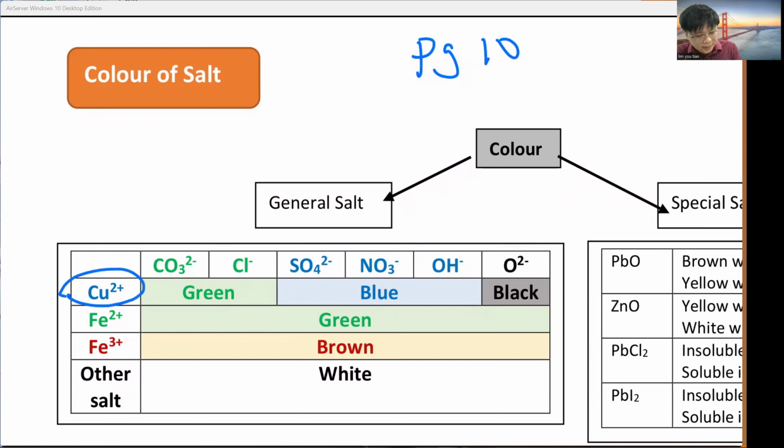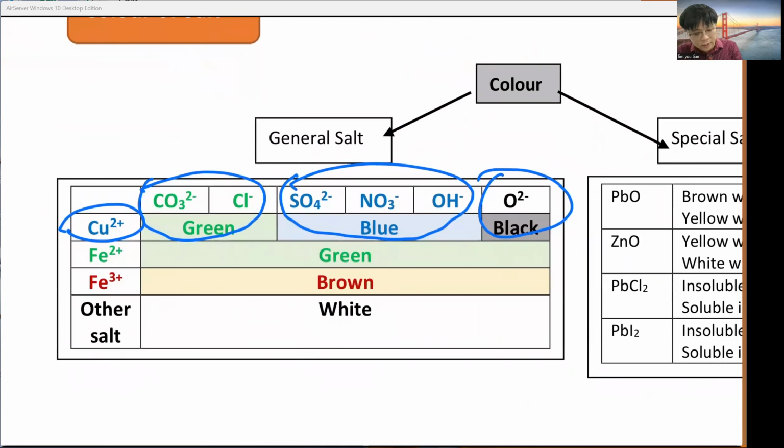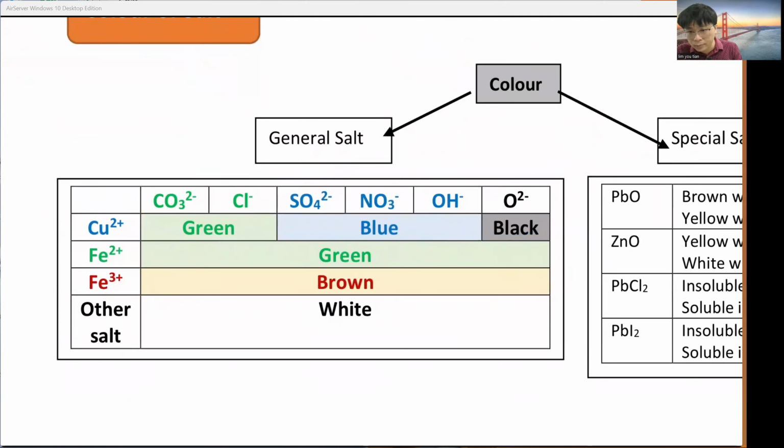Because copper compounds have different colors. For example, most copper compounds are blue. Then copper carbonate and copper chloride are green. Then copper oxide is black. So whenever you see the color keep changing from blue to green, green to black like this, then you know it's copper already. So the colors you have to know: copper(II) oxide is black, then copper carbonate and copper(II) chloride are green. Okay, then the special colors are the ones that keep coming out in the exam.